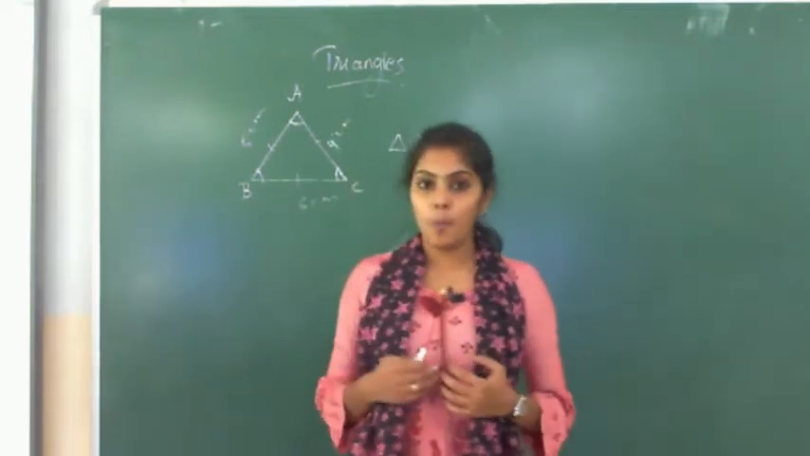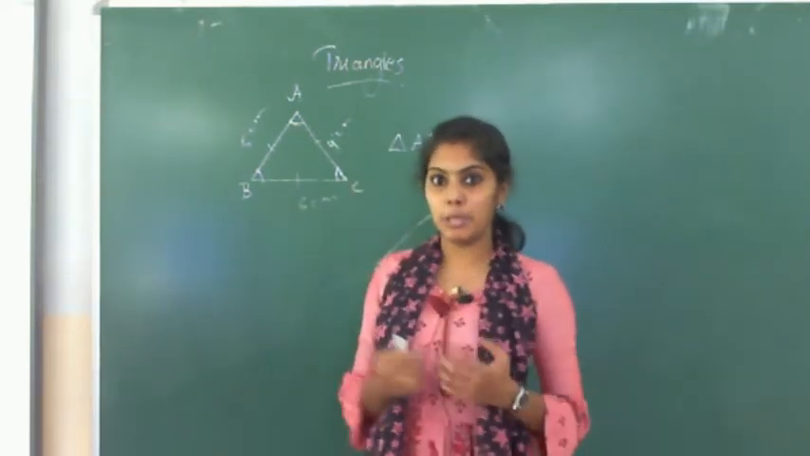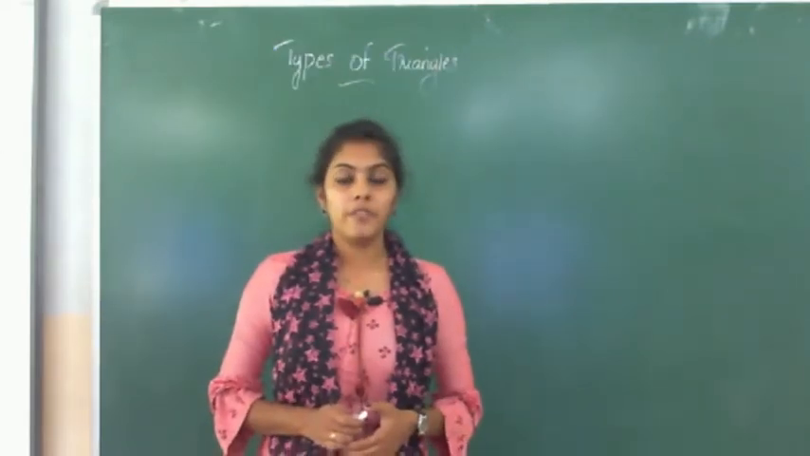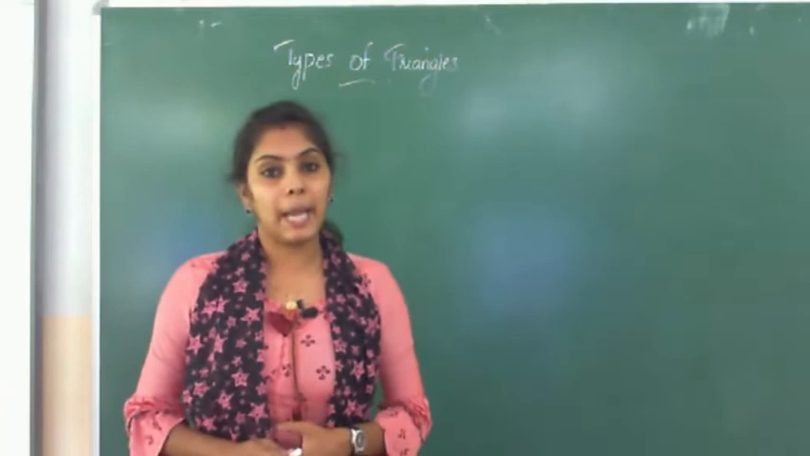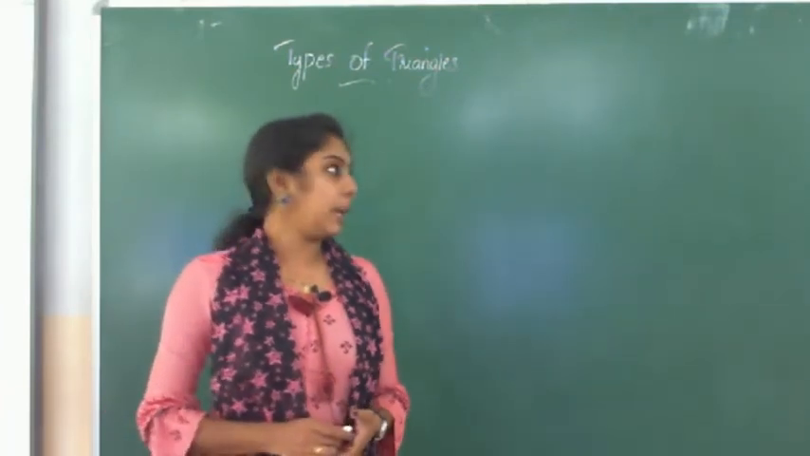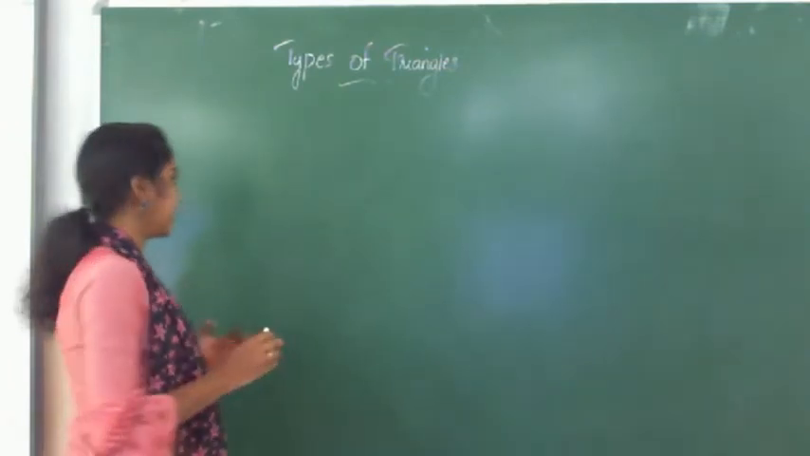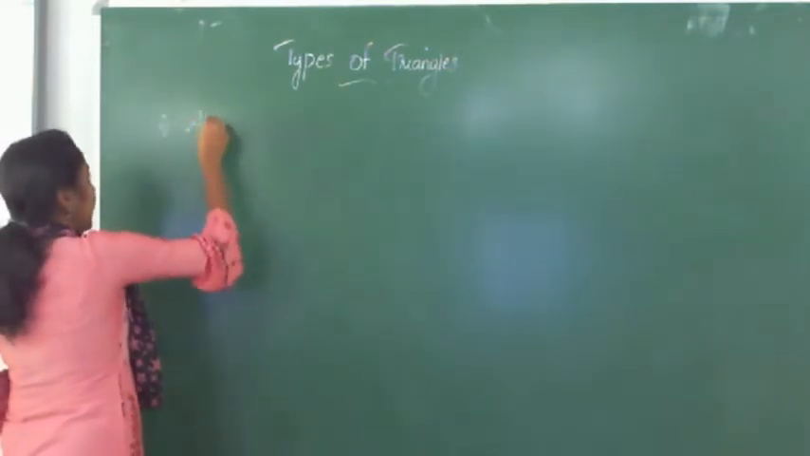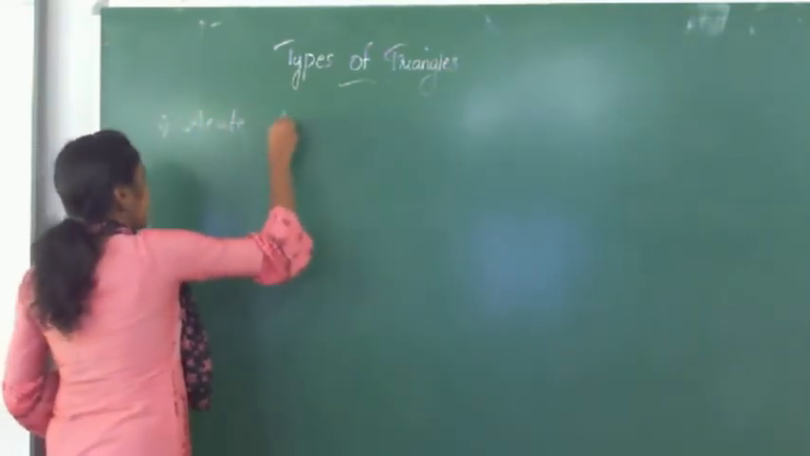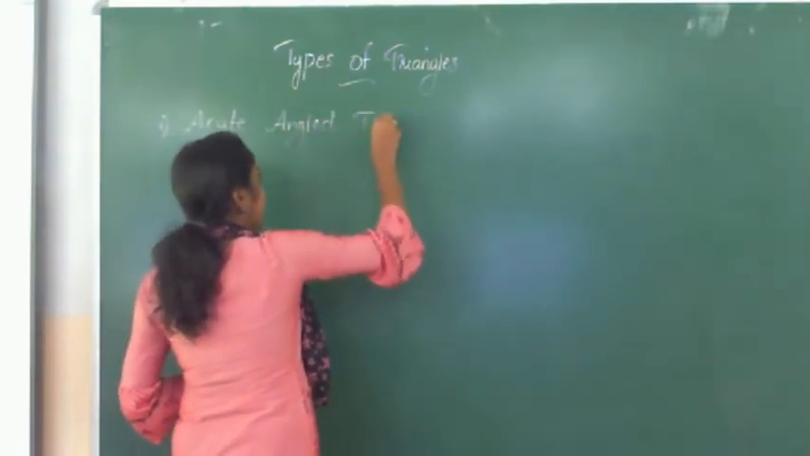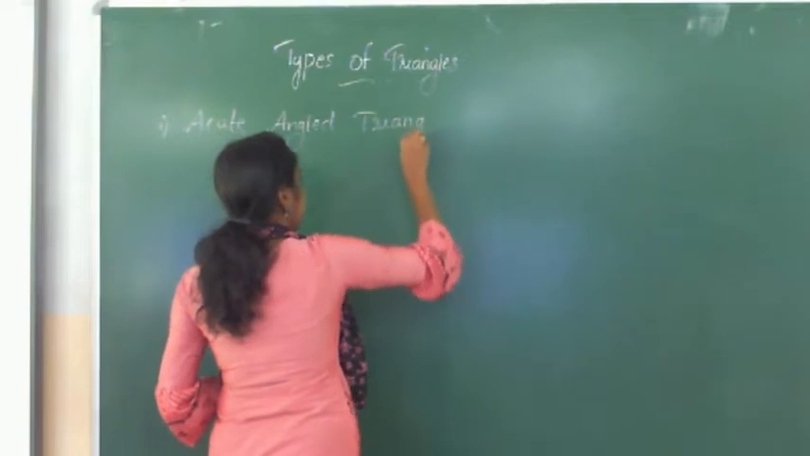I hope all of you are clear about this concept, what is meant by a triangle. Next, types of triangle. We are going to discuss different types of triangles. So the first one, acute angled triangle.